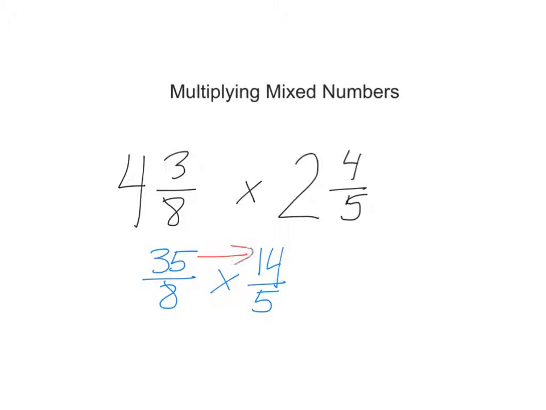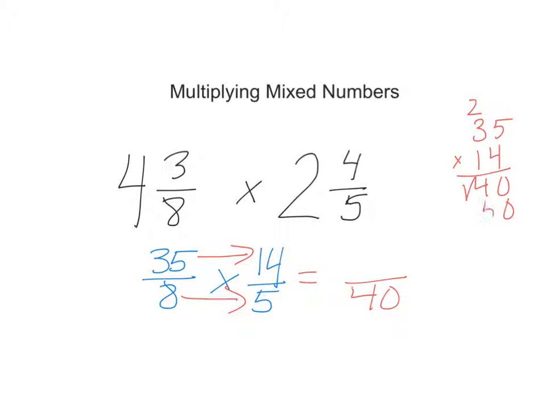Now I just multiply across like I multiply fractions. I know 8 times 5 is 40, and 35 times 14 I don't know mentally, so I'm going to use my traditional multiplication strategy to figure it out. Perhaps you used lattice or partial products, and that's okay. The point is, we're not going to struggle, we're just going to use our strategies. So I'm getting 490.